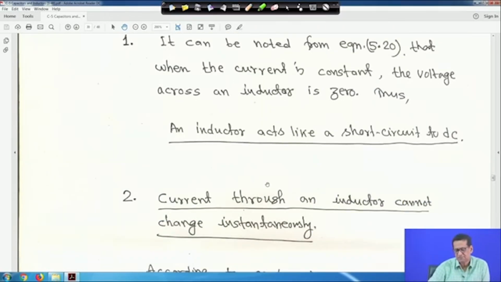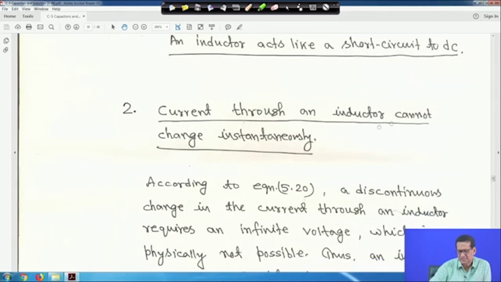So, it can be noted from equation 20 that when the current is constant, because V is equal to L into di by dt, if I is constant, then di by dt is equal to 0, right. Therefore, the voltage across an inductor is 0, thus an inductor acts like a short circuit to DC, right. So, when we solve numerical steady state conditions, we have to assume that the inductor acts like a short circuit to DC.